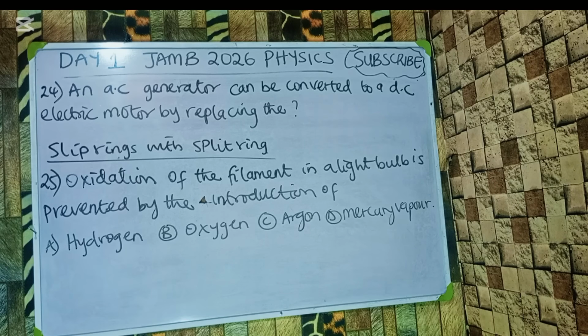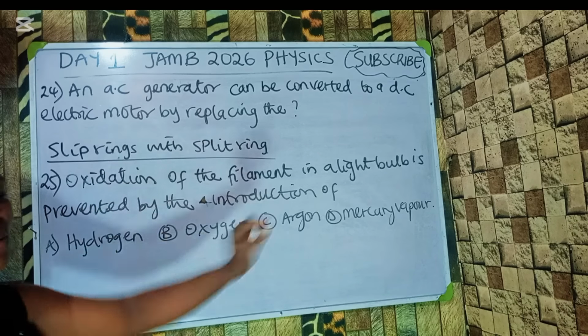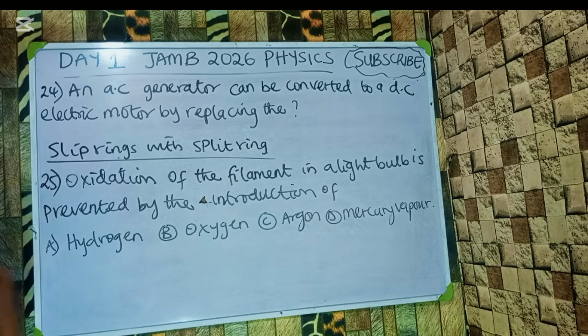Question 24. An AC generator can be converted to a DC electric motor by replacing the split ring with split rings. Please pay attention. This question was repeated. Please pay attention.